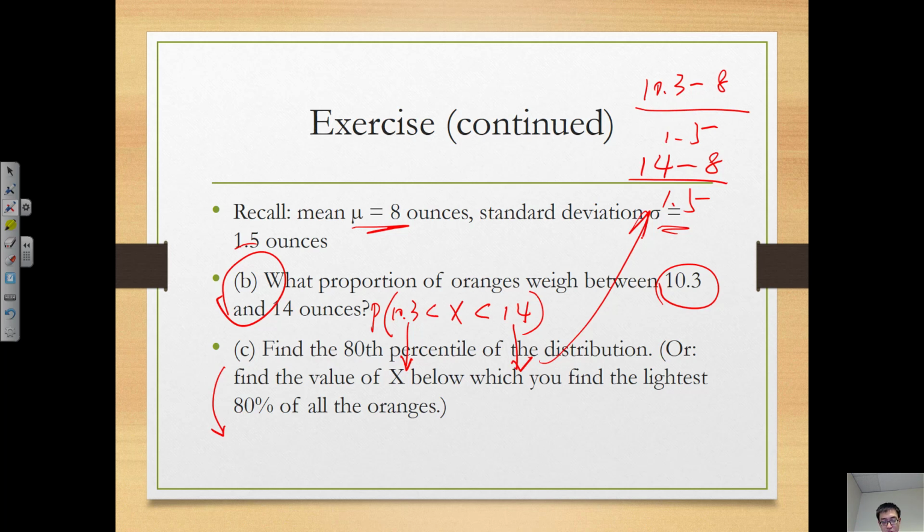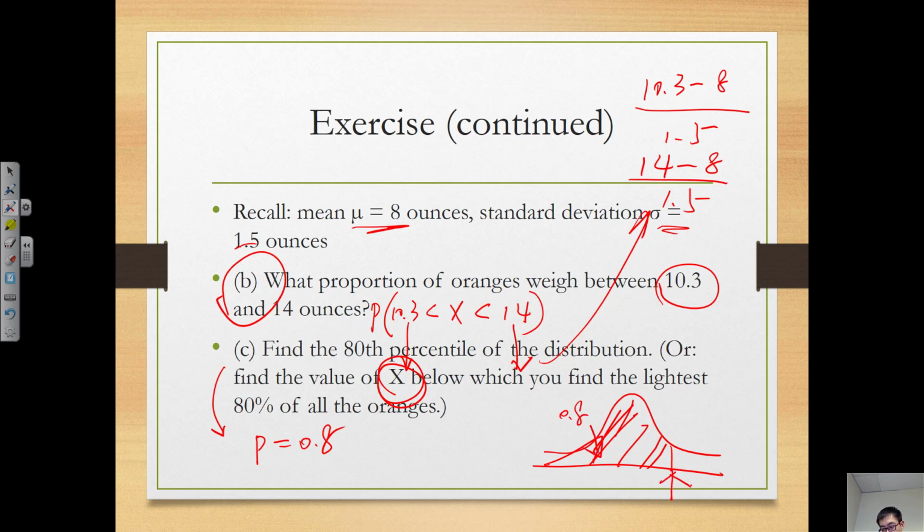the proportion. So for C, you want to find the 80th percentile of the distribution. In other words, you know the probability equals 0.8, so you want to find the corresponding x, right? This is a normal distribution, and you know this area is 0.8. So this is standard normal, so you find the z-score here. You can use the table or R.